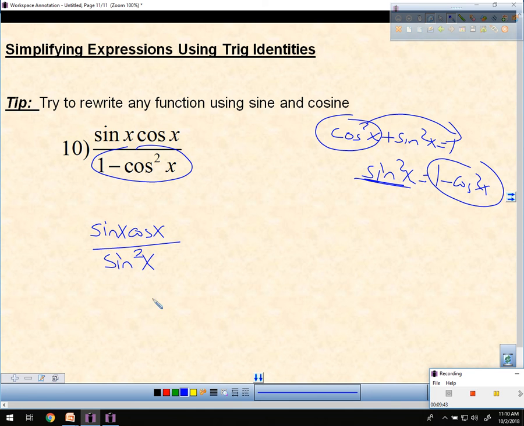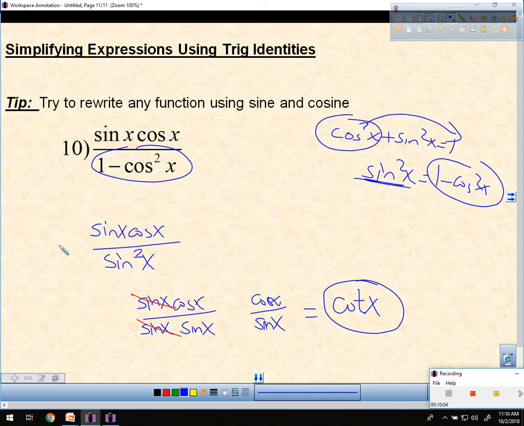And sine squared is the same thing as sine times sine, and the reason why that's important is because one in the numerator, one in the denominator, so those are crossed out. That'll leave me cosine of x over sine of x, and cosine of x over sine of x is equal to cosine over sine, which is cotangent of x. So the answer for that will be cotangent of x.